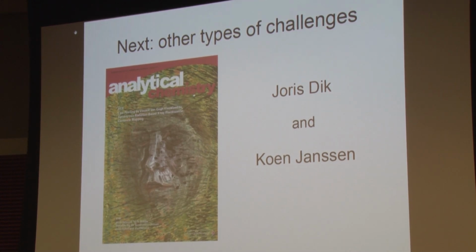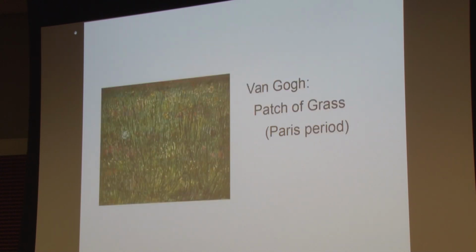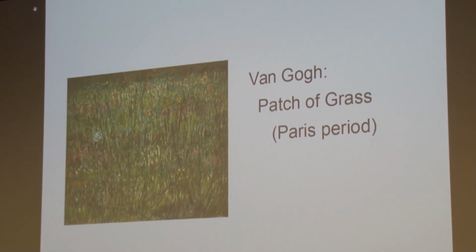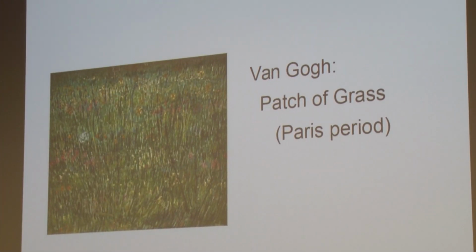He had proposed that they use X-ray fluorescence methods to investigate a painting by Van Gogh that was particularly interesting. When they did this research, it made a big flash and it got the cover of Analytic Chemistry. So the painting is this little painting. It's a painting of Bloeiend Polletgras, a patch of grass in his Paris period.